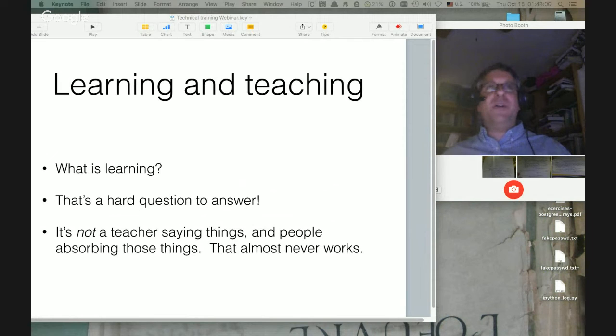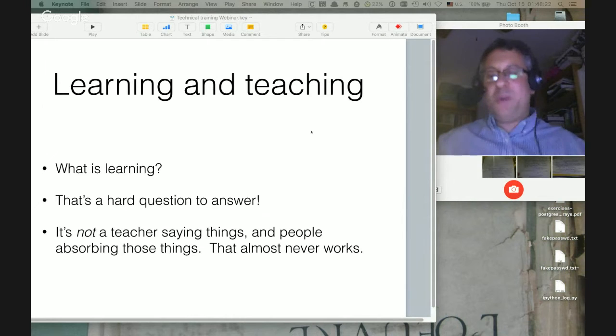We like learning all the time, and yet, what are we learning? And it's absolutely not a teacher saying things and people absorbing those things. That is the general model for how people think learning works, and it's just not true. It doesn't work that way. Even now, I'm talking to you guys. If you absorb 20%, 30% of what I say, then that's considered to be a lot. We just know people don't work that way.